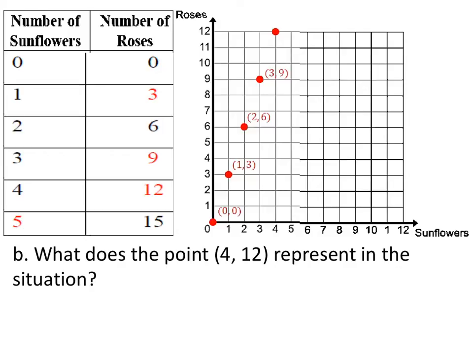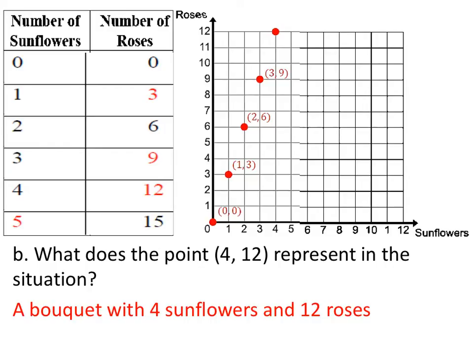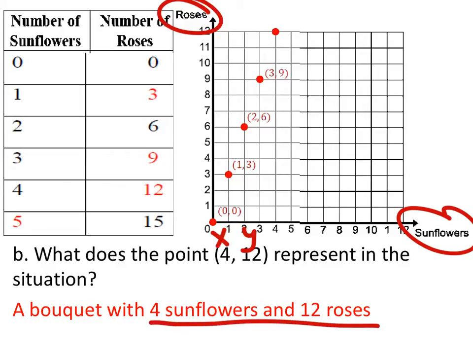So what does the point (4, 12) represent in this situation? To figure that out, what we need to do is to look at both of these. 4 is the x and 12 is the y. And then we just got to look at what they represent. Well, the x's were sunflowers and the y's were roses. So it would give us 4 sunflowers and 12 roses.